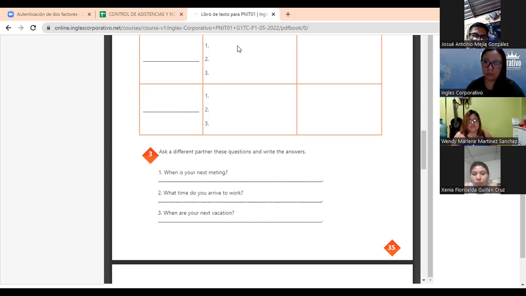Le vamos a preguntar y lo vamos a contestar nosotros mismos y luego lo vamos a compartir con la clase. No ustedes mismos. Ustedes le van a contestar a la otra persona y la otra persona lo va a contar en tercera persona. Por ejemplo, yo estoy con usted. Entonces yo le digo, when is your next meeting, Josué? Y usted me dice, my next meeting is on Sunday, el domingo. Pues cuando yo regrese voy a decir, this is about Josué. His next meeting is on Sunday.